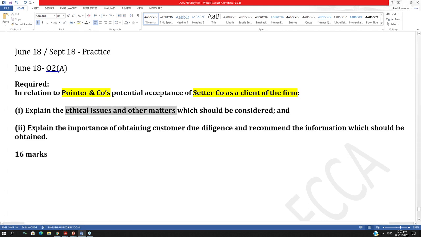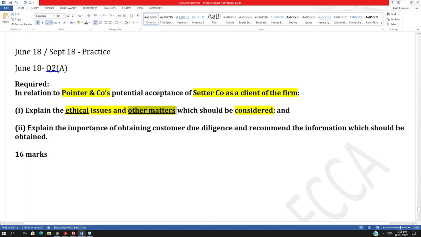Explain the ethical issues and other matters that should be considered when you are accepting the new client. Is that a normal requirement which we just solved prior to the break? Explain the ethical issues and other matters which should be considered in accepting a new audit client. Is everyone clear on that? How many marks will we get for every matter we write in part 1? 2, right? So the first requirement tells us you need to identify the ethical issues and the other matters from the case study which you will consider in deciding whether to accept the new audit client or not.